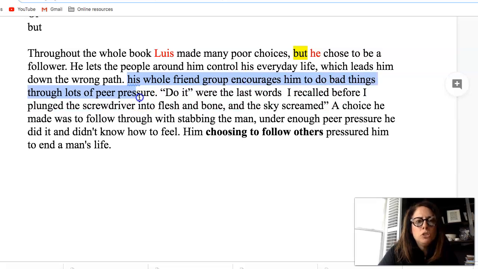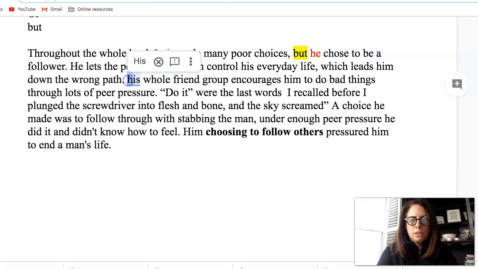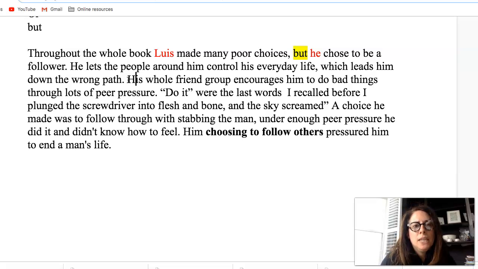His whole friend group encourages him to do bad things with lots of peer pressure. That is related to this because they are the people around him, but she has another idea that the friend group encourages him and there's peer pressure. So with each new idea, right, you have to decide, do I use that new idea to extend my sentence or do I put a period there? So because this is so different than this and we already have an extension to our sentence, we're going to make a decision to end the sentence here, break it, and start a new one. His whole friend group encourages him to do bad things through lots of peer pressure. And we're going to end it there.